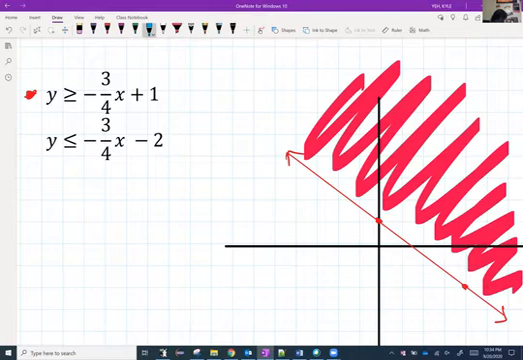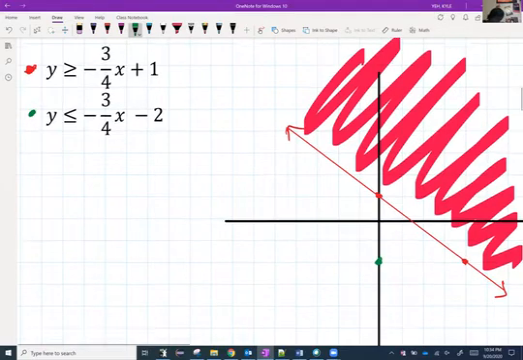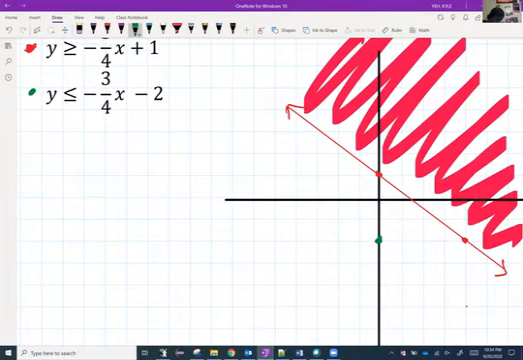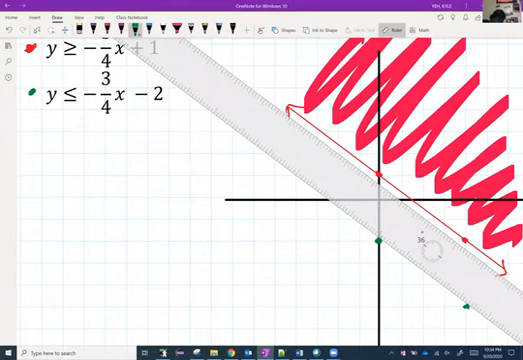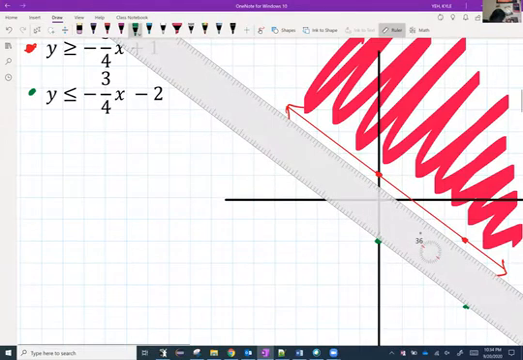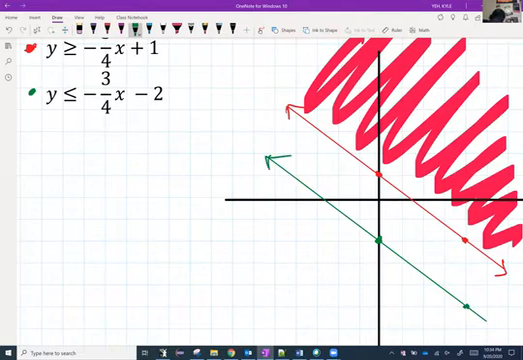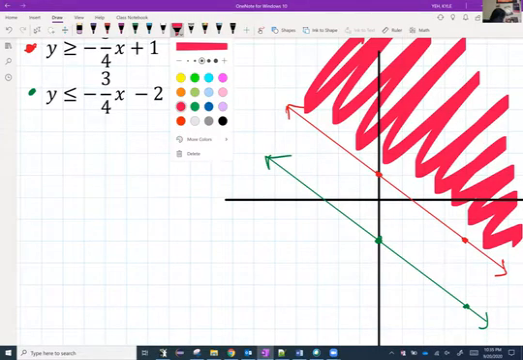Y is less than or equal to, I'll do this one in green. So negative 2, slope of negative 3/4, so also down 3 over 4. Grab my ruler. It's less than or equal to, so I can go ahead and get that solid line going. And less than or equal to means shade below.